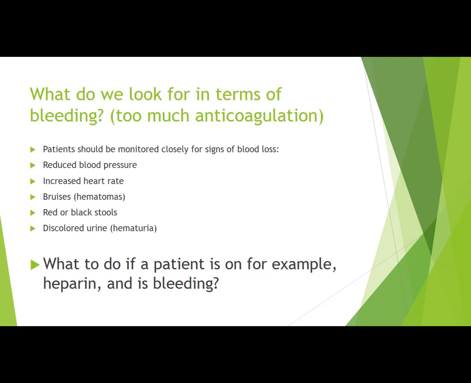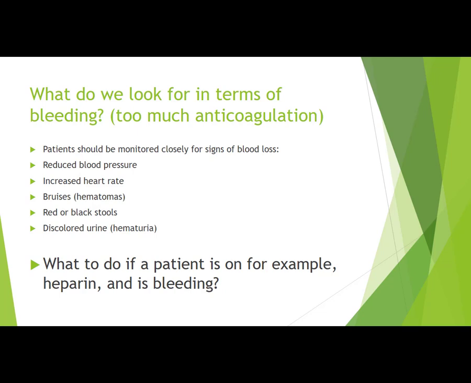So what do we need to think of in terms of bleeding? Too much anticoagulation. Patients should be monitored closely for signs of blood loss. That's first and foremost. And these can include reduced blood pressure, increased heart rate, bruises or hematomas, red or black stools, and discolored urine or hematuria.